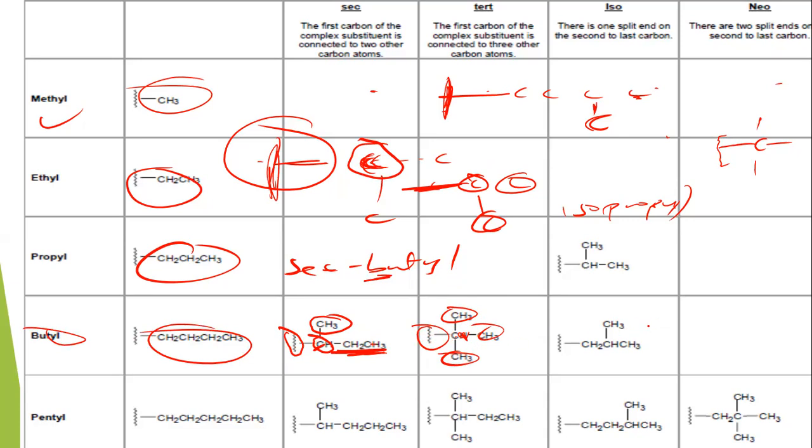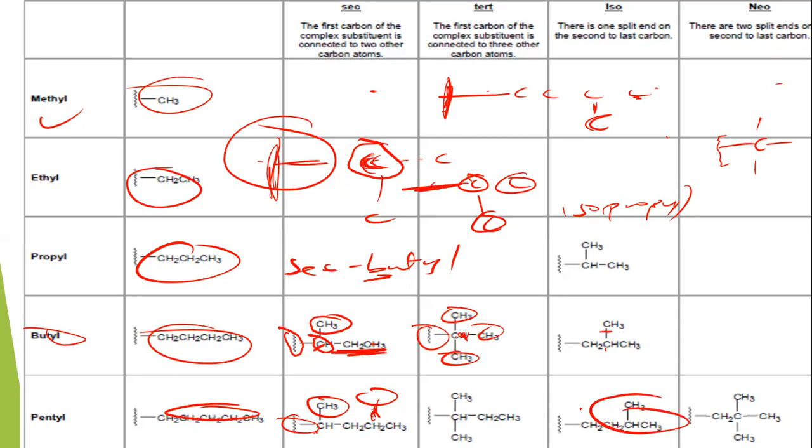If I talk about isobutyl, it means the last but one carbon should have one split. Very simple, right? Then this is pentyl. Normal pentyl, 5 carbons, right? Then if I talk about sec-pentyl, it means there should be a split on the first carbon, right? So one split on the first carbon that is attached to the parent. Now, if this split occurs on the last but one carbon, then I'm talking about iso, right?